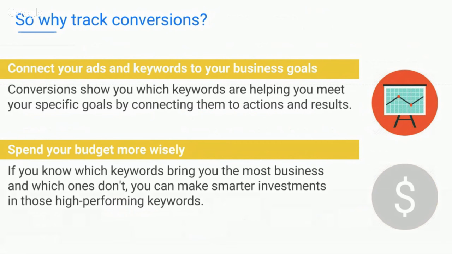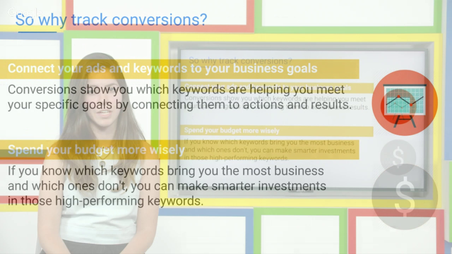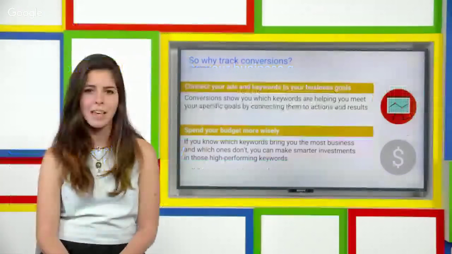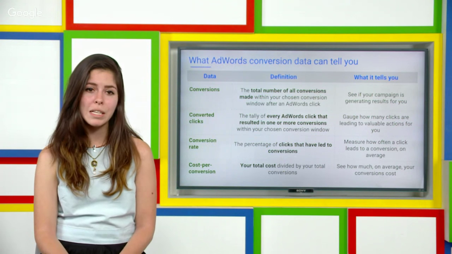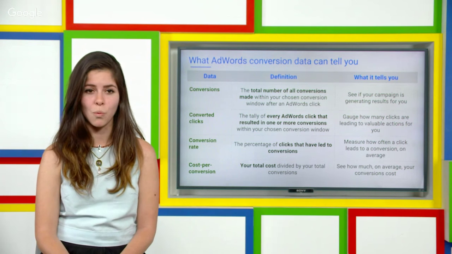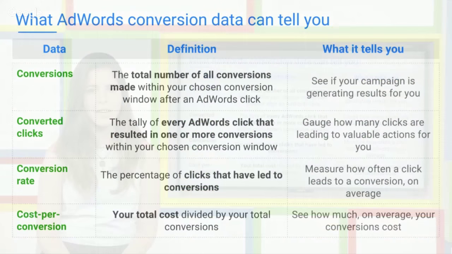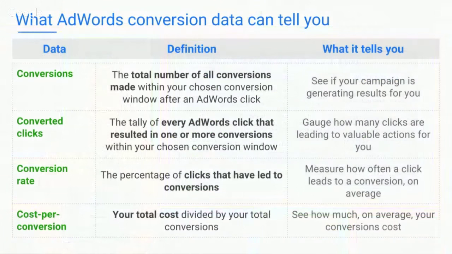If you know which keywords are bringing you the most business and which ones don't, you can make smarter investments in those high-performing keywords. So if one keyword is bringing you a lot of clicks, but not necessarily a lot of conversions, you could then budget more wisely. So there is a lot of data associated with conversions that you will see in your account. So we'll run through them and what they mean and what each of them tells you.